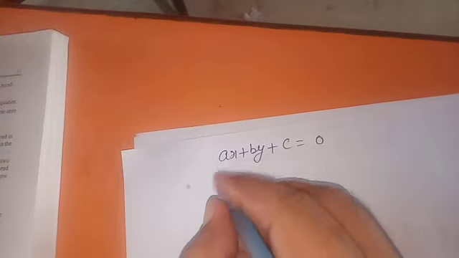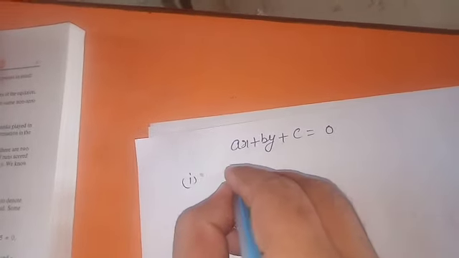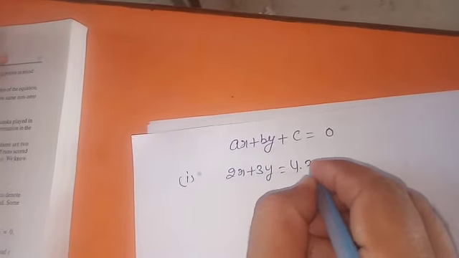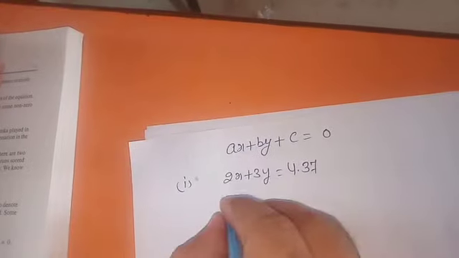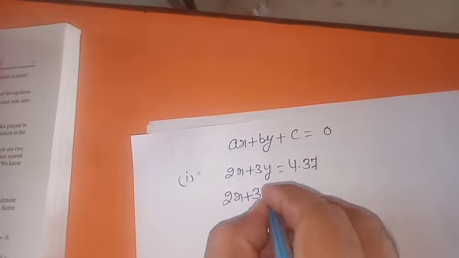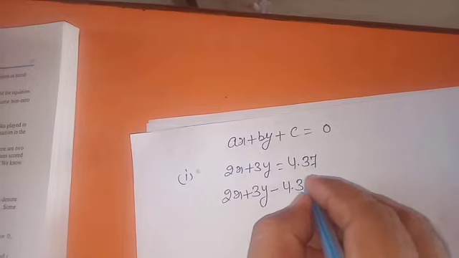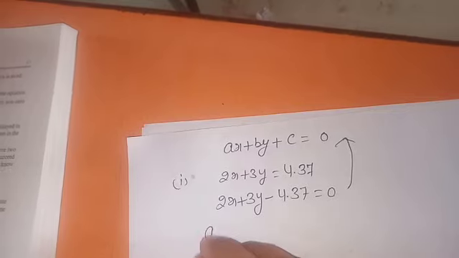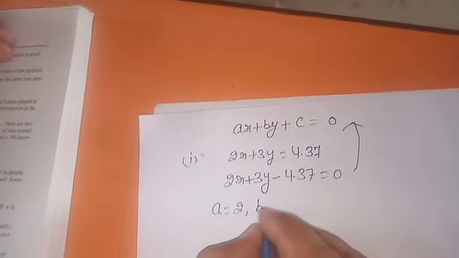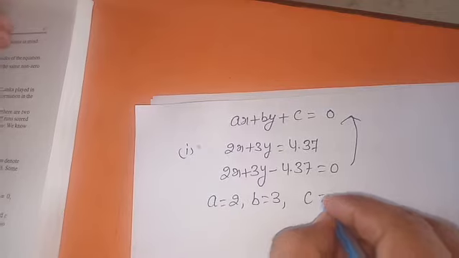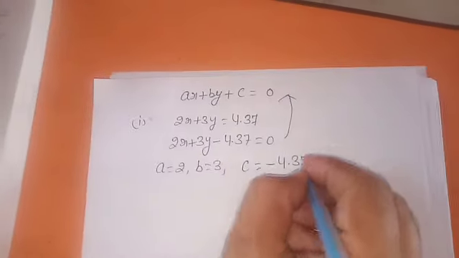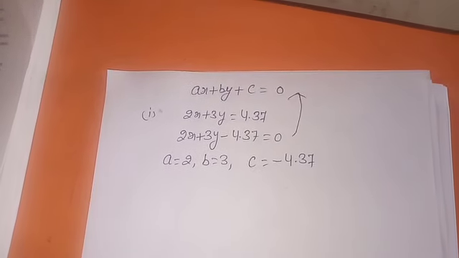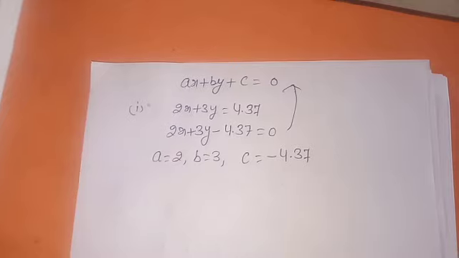Understood? So first example given like this, 2x plus 3y is equal to 4.37. So this we can write 2x plus 3y minus 4.37 equal to 0. Compare with this. So the value of a is equal to 2, b is equal to 3 and c is equal to minus 4.37. So easily you can find out. If any problem, discuss with me.